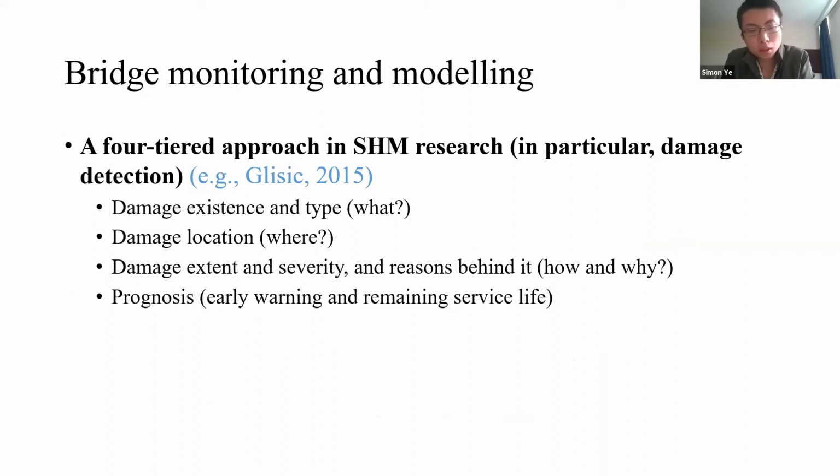There is a commonly adopted four-tiered approach in structural health monitoring research, especially when it comes to damage detection. Starting from damage existence and type: is there a damage and what is the damage type? And then look at the damage location: can we detect where the damage is? And then damage extent and severity and the reasons behind it. So basically, how severe is the damage and why is the damage happening? And finally, looking at prognosis. So basically, can we do some early warning and predictions of remaining service life? So that's on the research side.